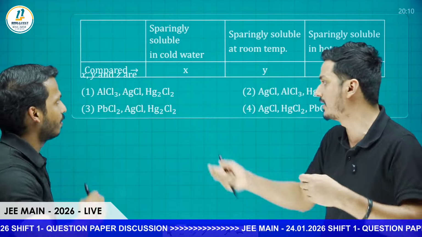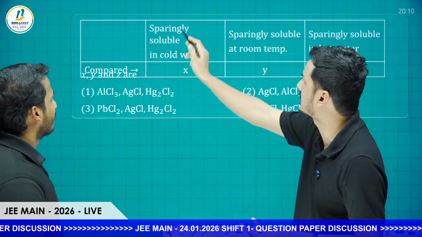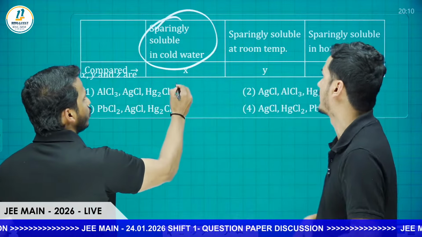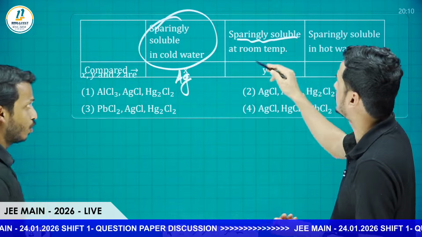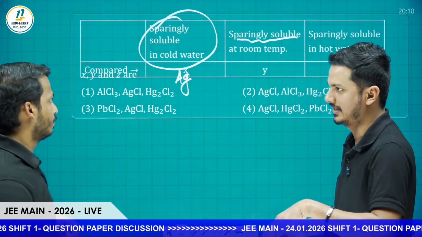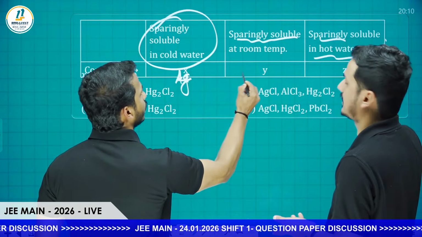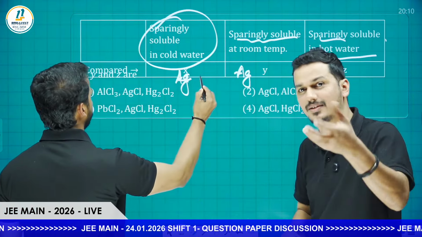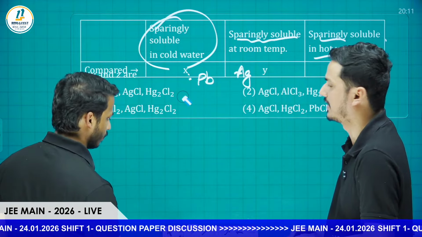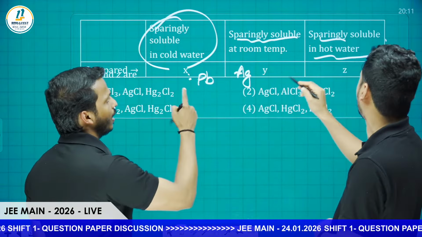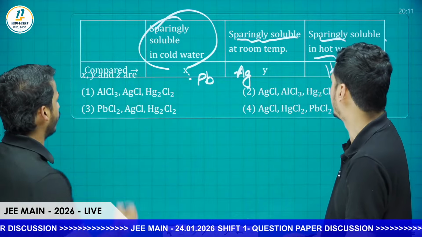Whenever you are heating, that means the lead salt will be what precipitates out. Lead chloride is soluble in cold water. Silver chloride is sparingly soluble at room temperature, and sparingly soluble in hot water. Hot water means mainly mercurous chloride will be giving that one. So here we have lead, Ag and mercury: PbCl2, AgCl and Hg2Cl2.